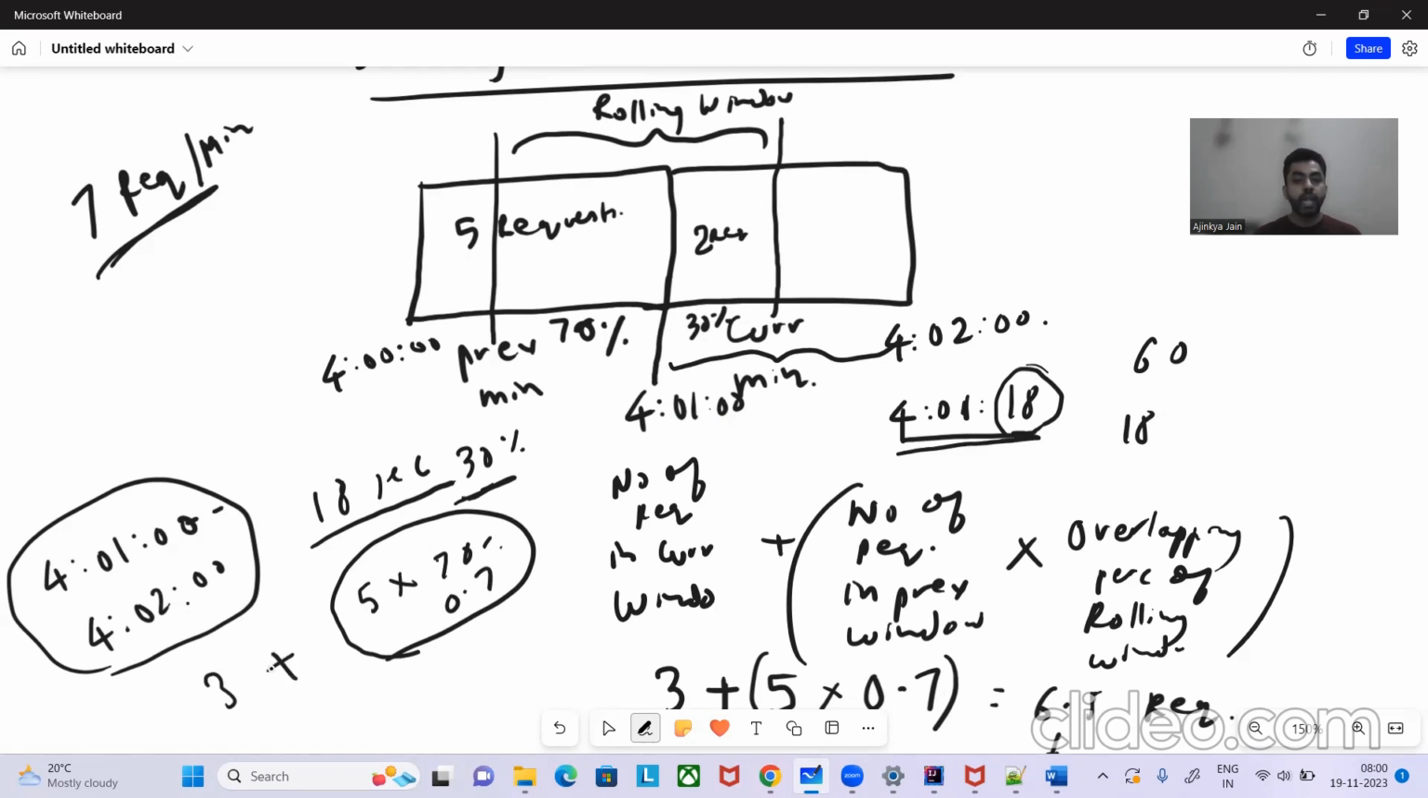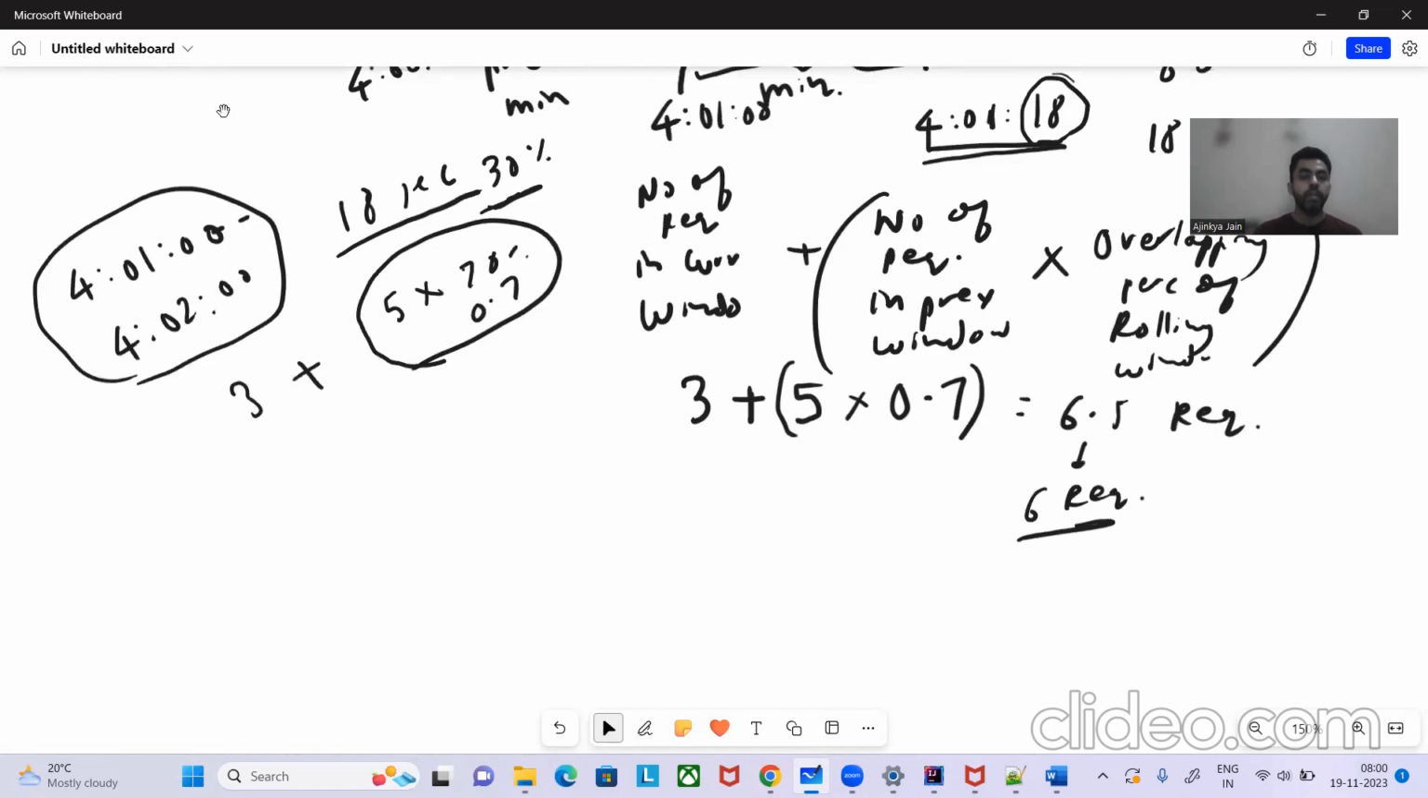So in this way, we'll calculate the rolling time window. How many requests are done in the rolling time window? So it was 6 requests, right? I hope you have got this algorithm.